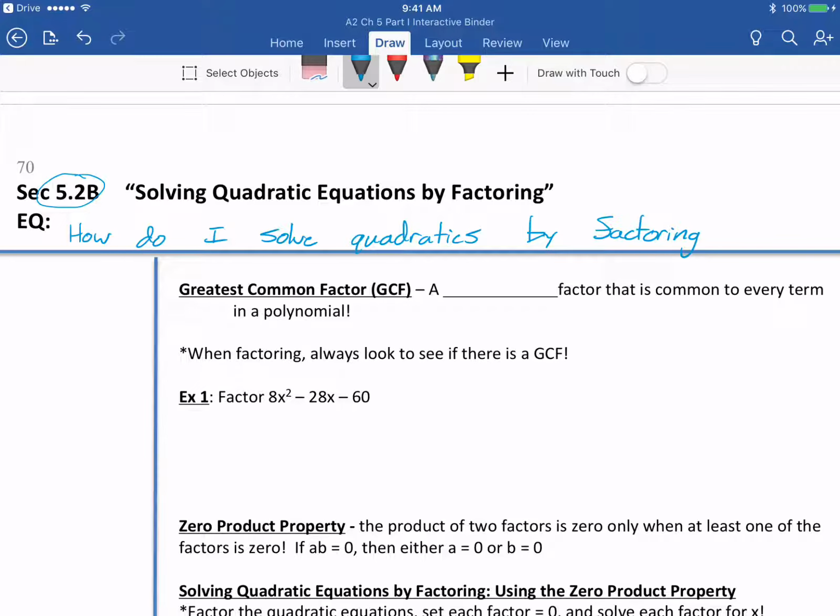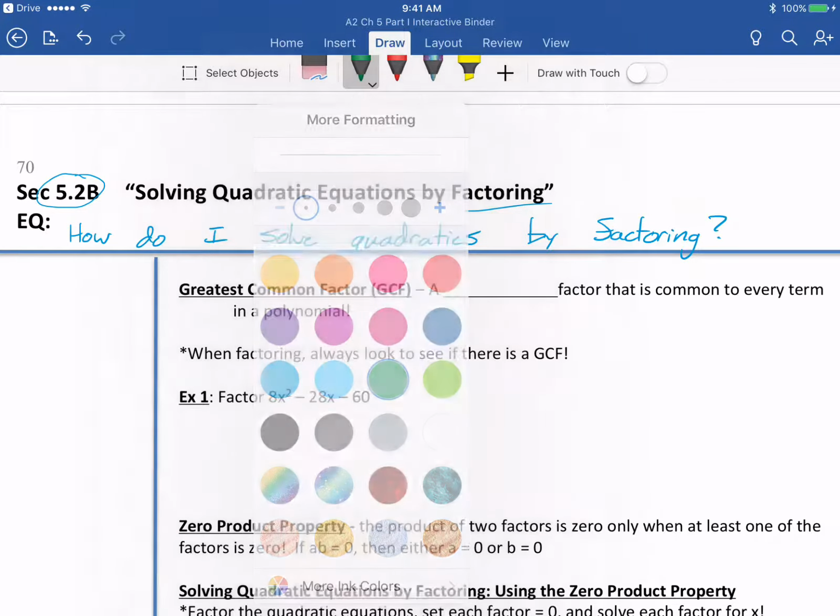All right, so we're going to look at the next part of chapter 5 and 5.3, and we're going to look at some different ways to solve quadratics. But for the first one, we're looking at factoring. All right, so let's take a look here.